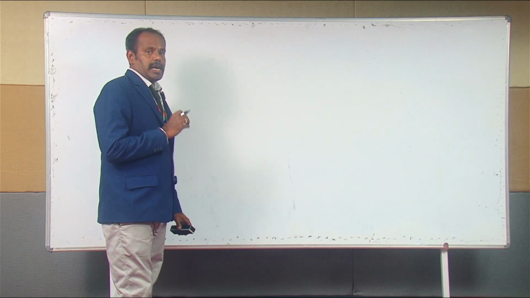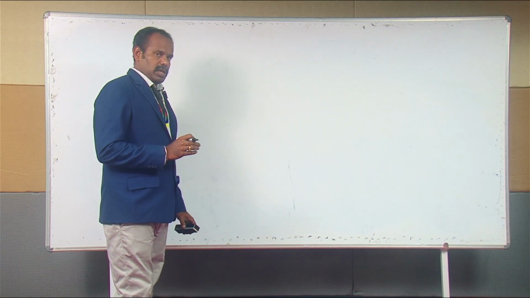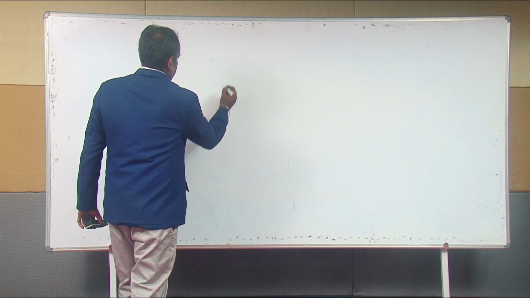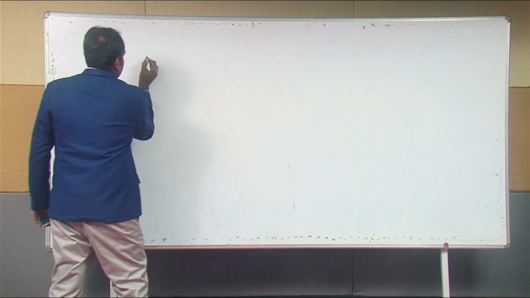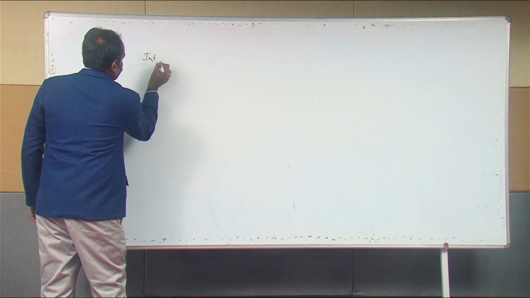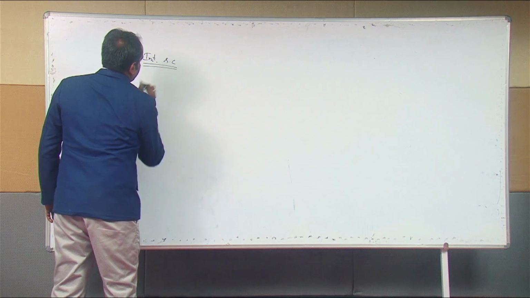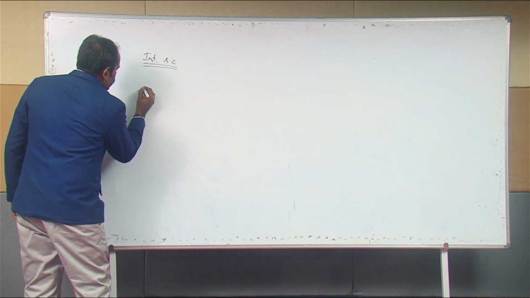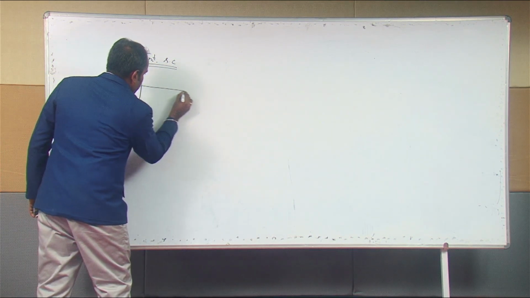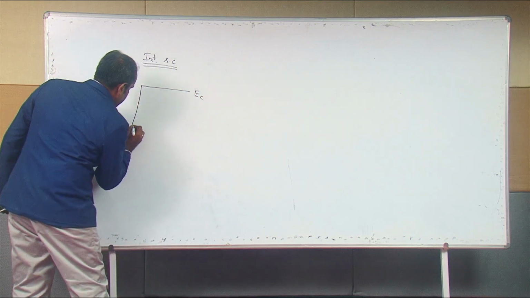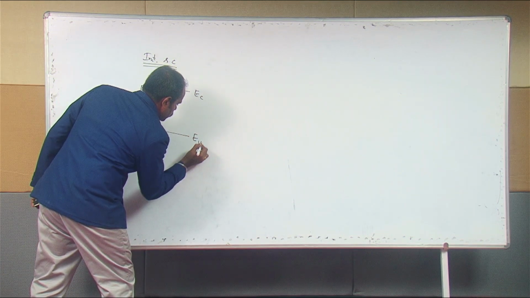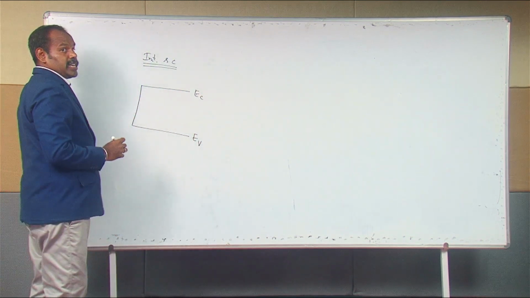Okay, and before ending the session, let us have a small idea about the Fermi energy of the n-type semiconductor, p-type semiconductor, as well as the intrinsic semiconductor. First, let's take the intrinsic semiconductor, which we have discussed in detail. If you take the intrinsic semiconductor, we clearly know that only two energy bands are involved: one is the valence band and the other one is the conduction band.